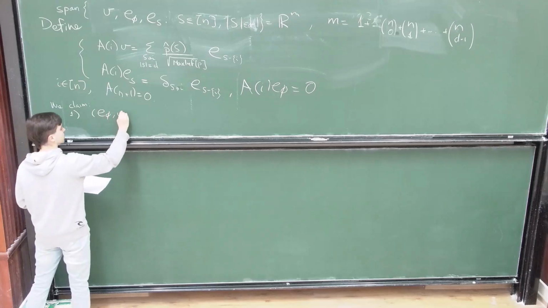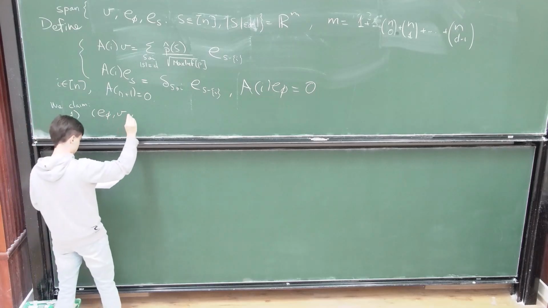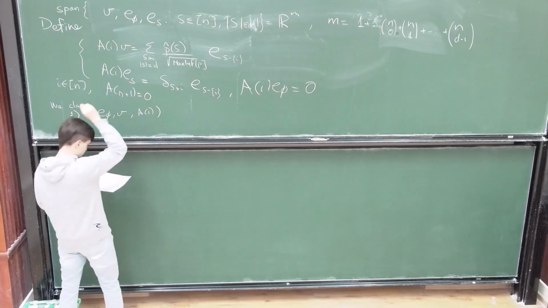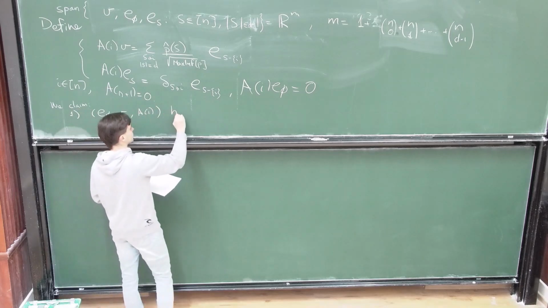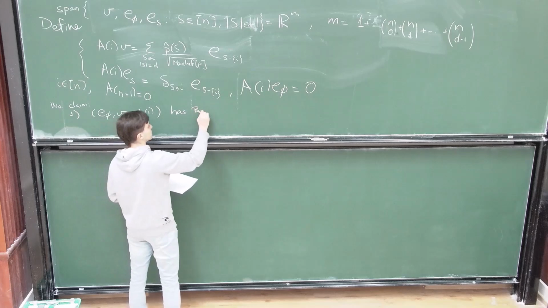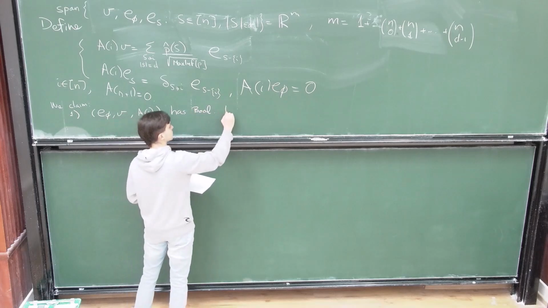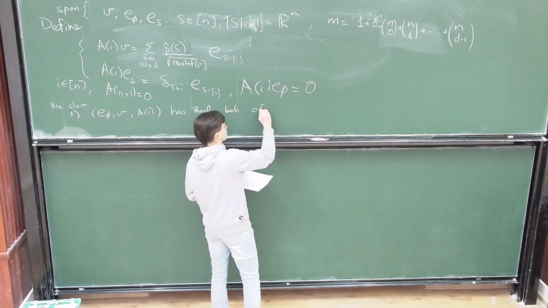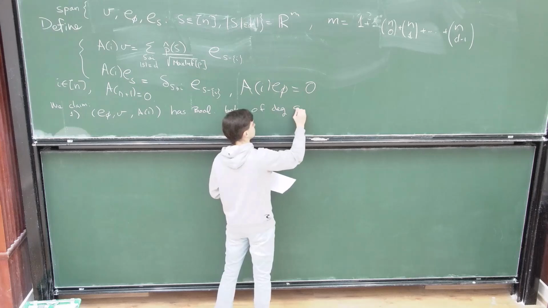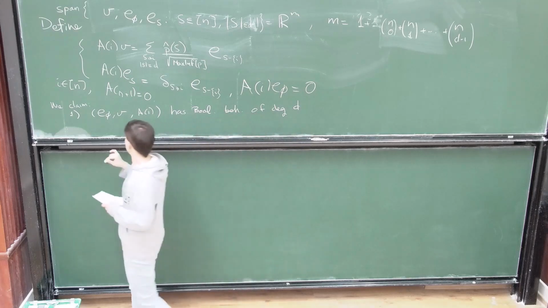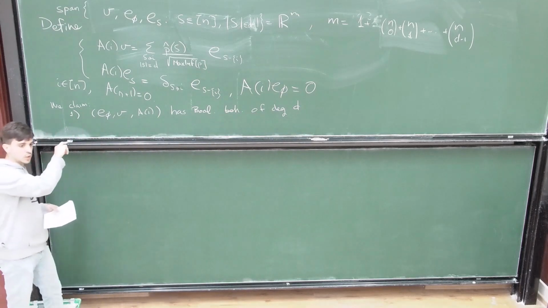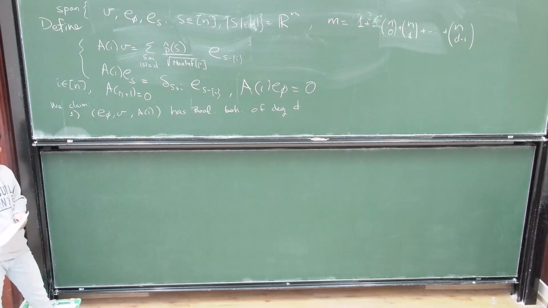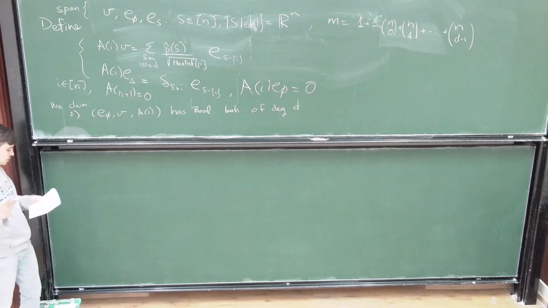E empty set B. So I claim that these two special vectors with respect to these matrices have Boolean behavior, okay, of degree D.